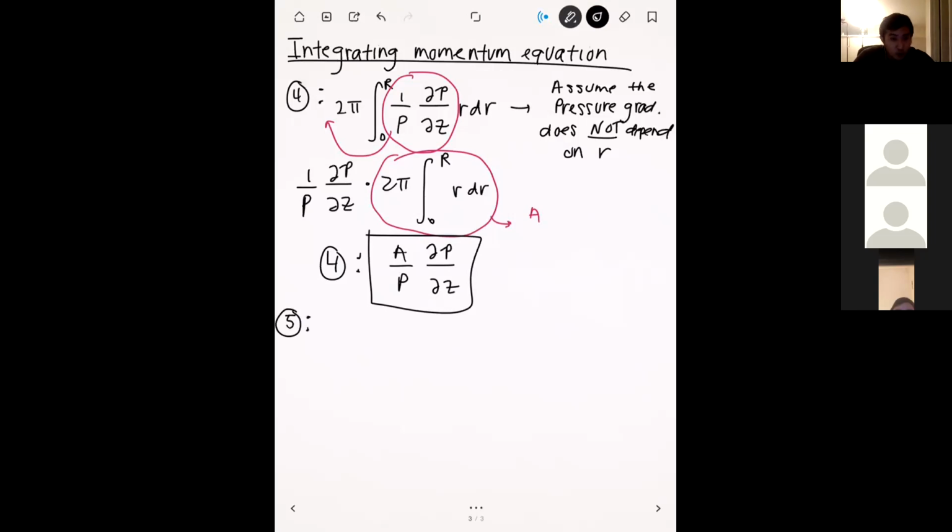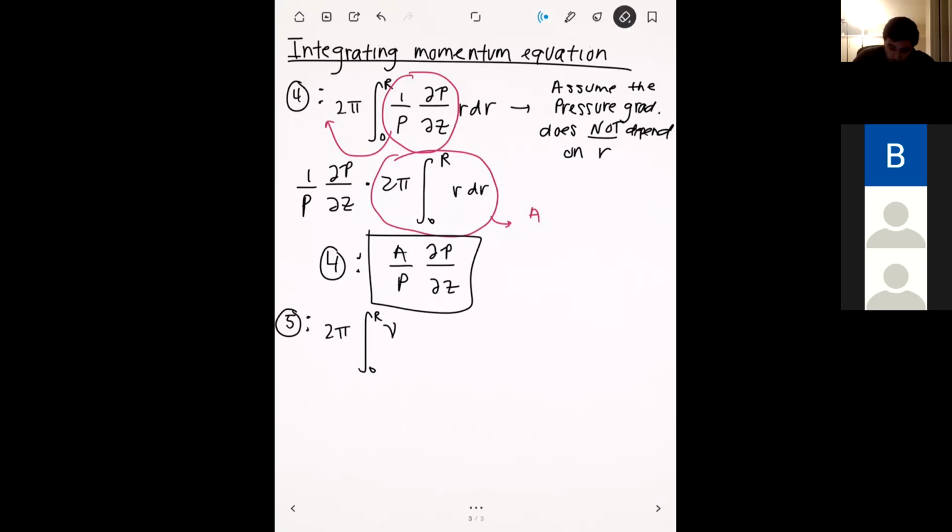All right, so that's integral 4, and now let's do integral 5, right? Integral 5 looks like the following. We had 2 pi times the integral from 0 to big R of nu. Sir, is that area over pressure or density? It's density. Okay, thank you.